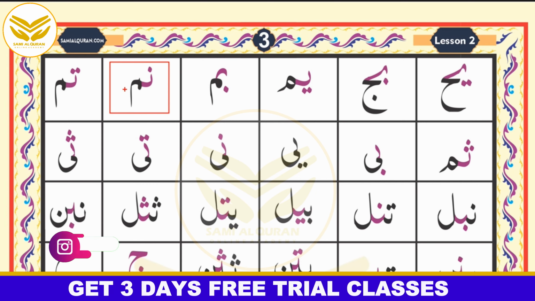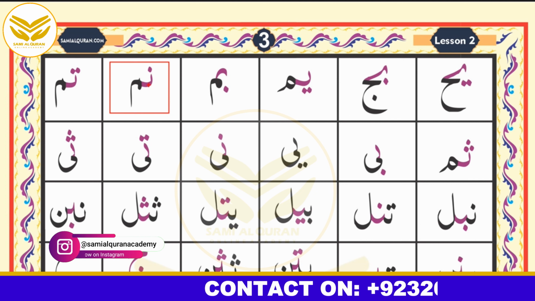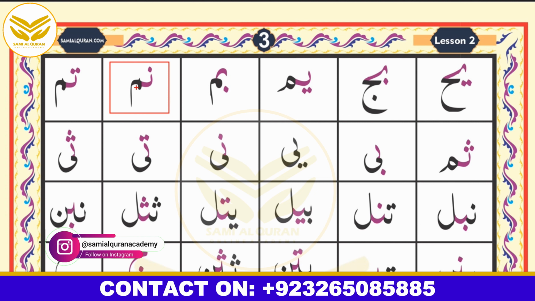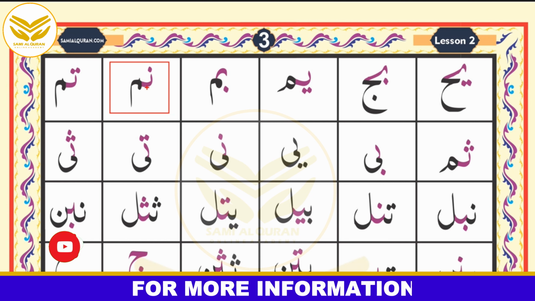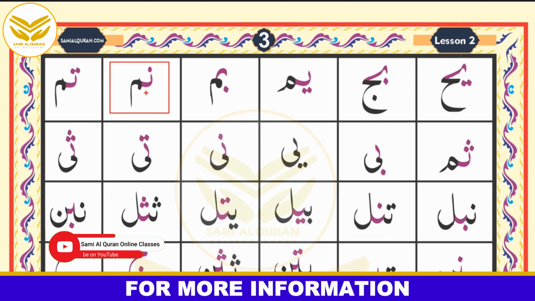Noon Mim. Here is Noon in the purple color and Mim is in the black, because Noon has one dot on the top. So that's why we read Noon Mim. Next.